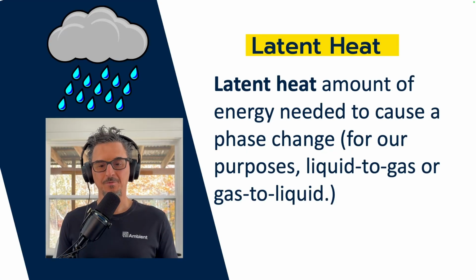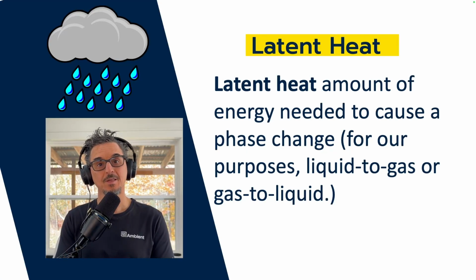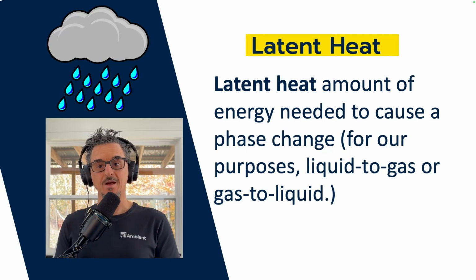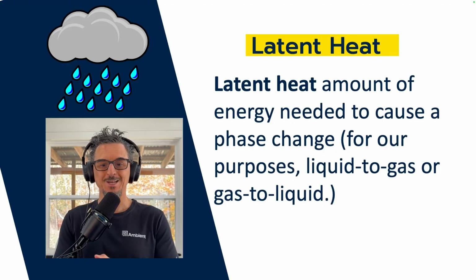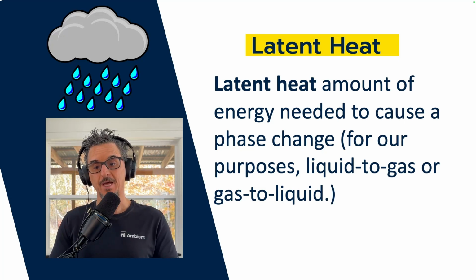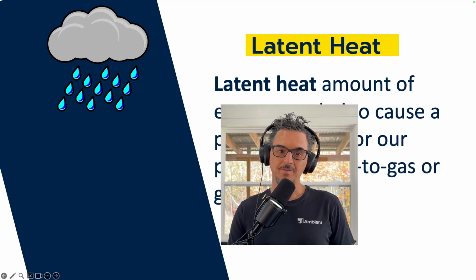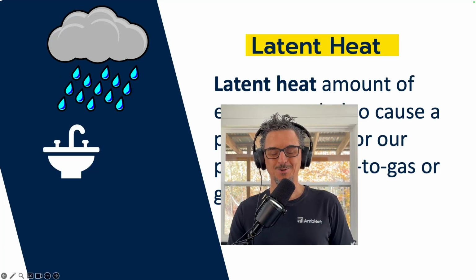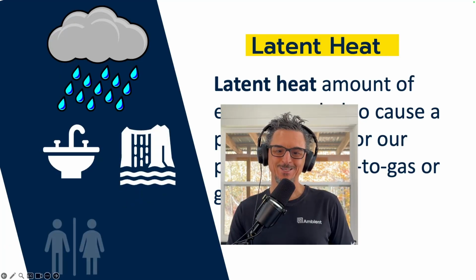Okay, so let's shift to latent heat. Latent heat has to do with the moisture content of the air. Technically, it's the amount of energy needed to cause a phase change. For our purpose in air conditioning, it's usually a liquid to a gas or a gas to liquid. So what kind of items or things or occurrences add latent heat to a space?